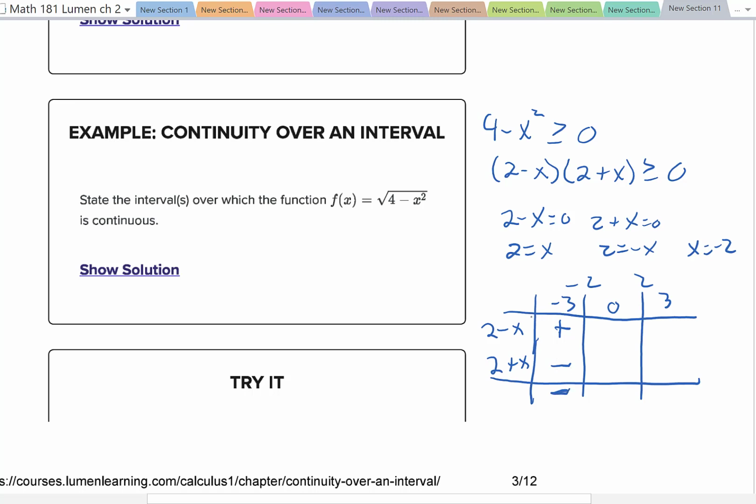Put a 0 in there. 2 minus 0 is positive. 2 plus 0 is positive. A positive times a positive is positive. Put the 3 in there. 2 minus 3 is negative. 2 plus 3 is positive. A negative times a positive is a negative. And we're looking for the places it's going to be positive, so we would look within this interval here. So the solution is negative 2 to 2 would satisfy this. So this is continuous over the interval negative 2 to 2.